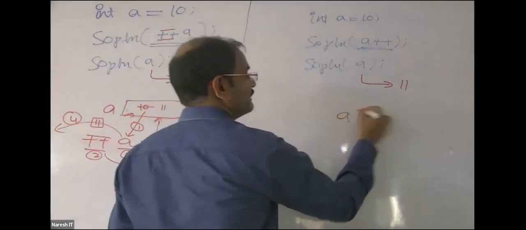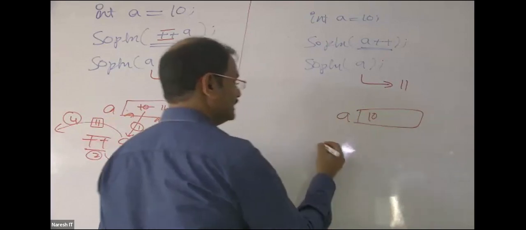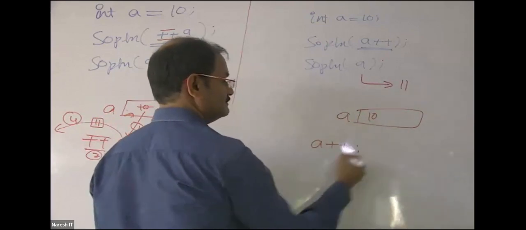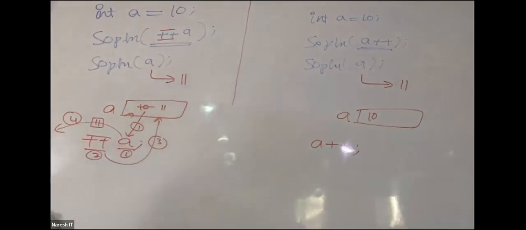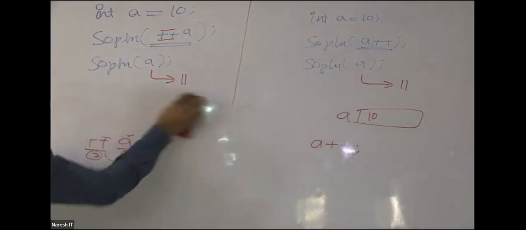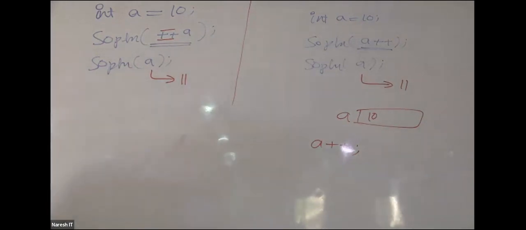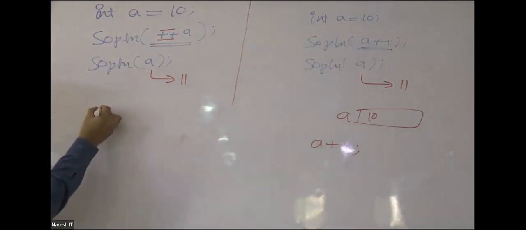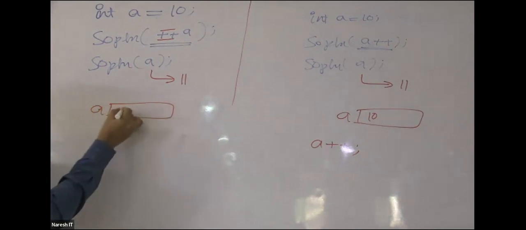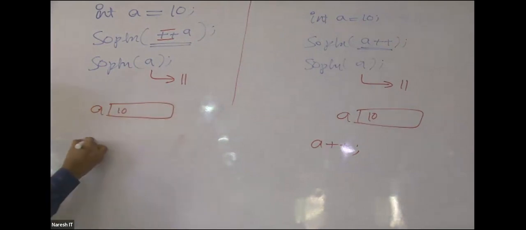Here the variable a's value is 10. ++a, a++. Let me write the same diagram in another way to avoid more confusion. This is a little confusing. If you pay attention, it's easy. What is the value available? What is the statement here?